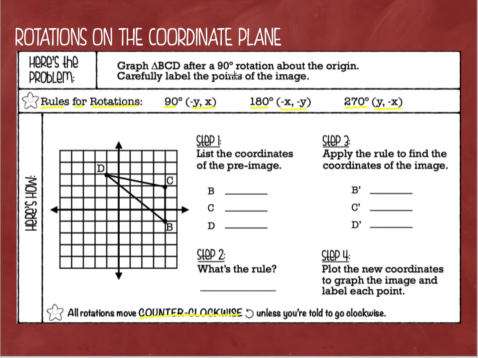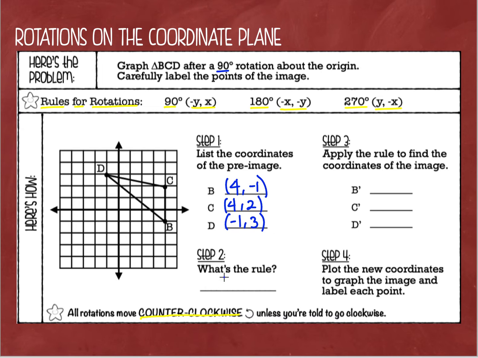All right, so let's do this first example. We are going to rotate triangle BCD 90 degrees about the origin. All right, here we go. Step one is we are going to list the coordinates of the pre-image. So point B is located at +4, -1. Point C is located at +4, +2. And point D is located at -1, +3.